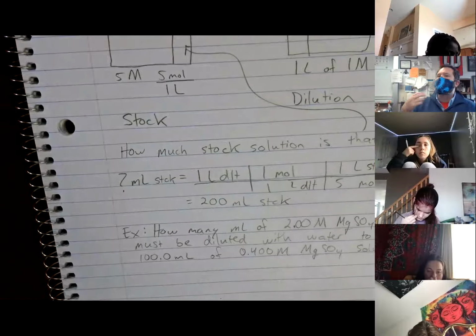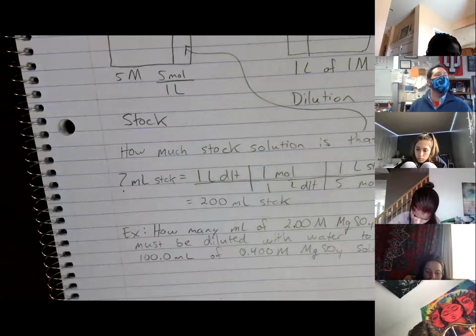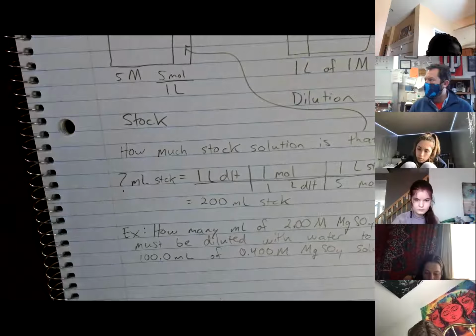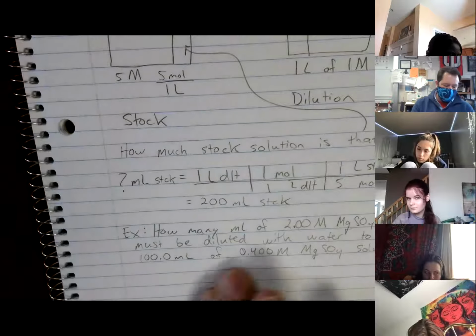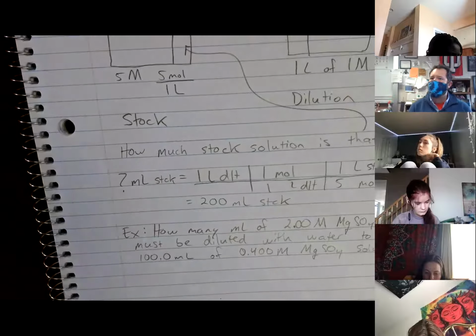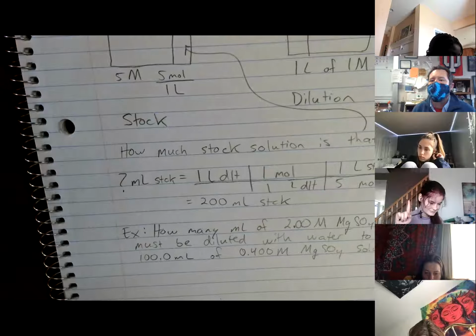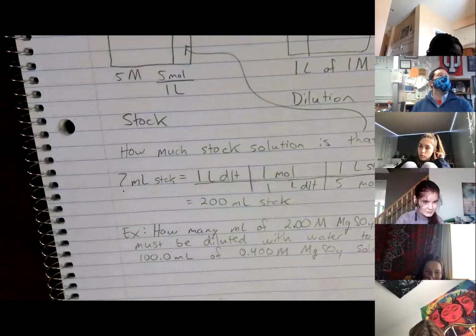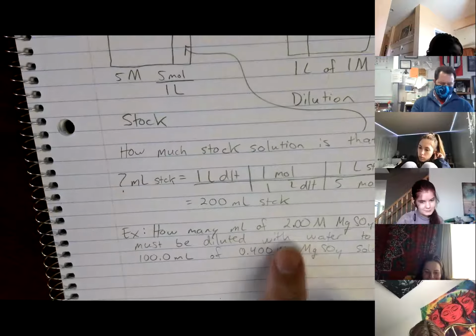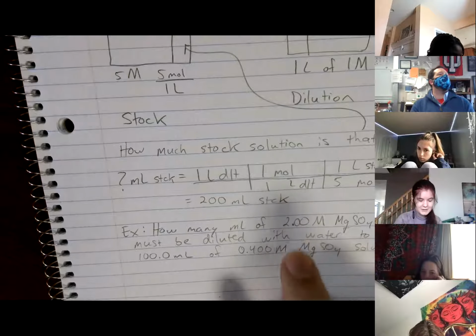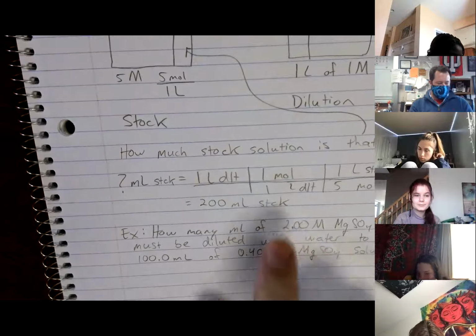What is our stock solution in this? They gave us two solutions, right? They gave us a 2.00 molar magnesium sulfate, and they gave us a 0.400 molar magnesium sulfate solution. Which one of those two is our stock solution? This is our stock solution. So 2.00, you said 200, right? Yeah, you had the right one, but make sure you get that decimal in there.